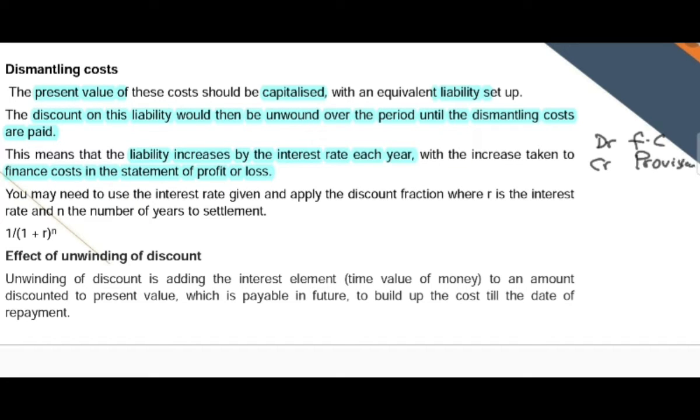It means it is only the present value that should have been capitalized. Further increase in the value of dismantling cost over the period of time would be recorded in the name of finance cost.